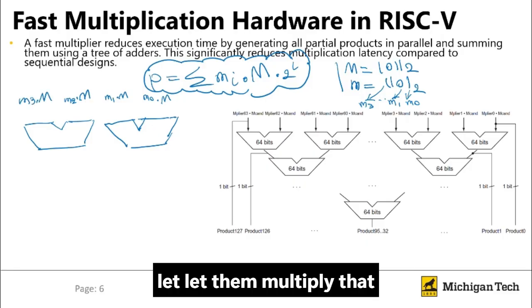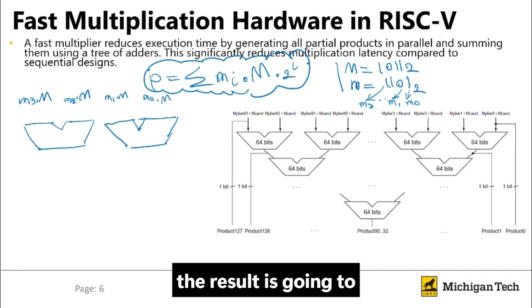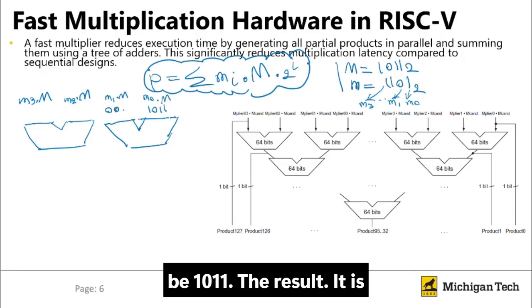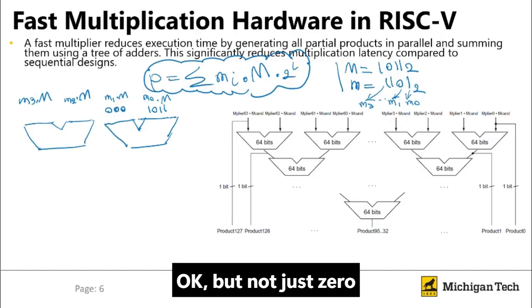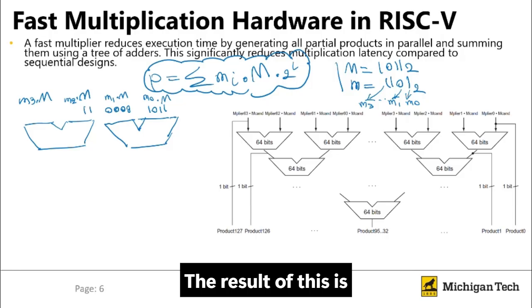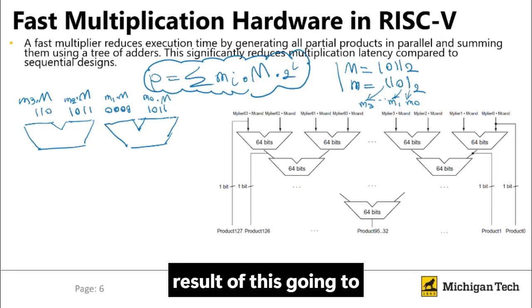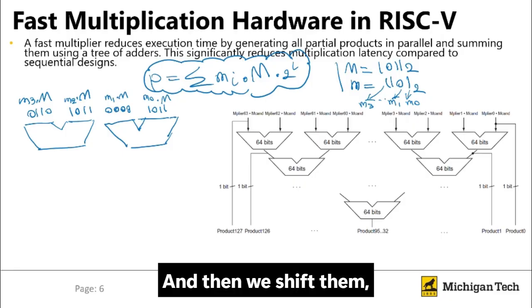So let's multiply. m0 is 1, so the result is going to be 1, 0, 1, 1. The result of this is going to be 0. But let's first multiply and then shift them. The result of this is going to be 1, 1, 0, 1. The result of this is going to be 0, 1, 1, 0. And then we shift them.